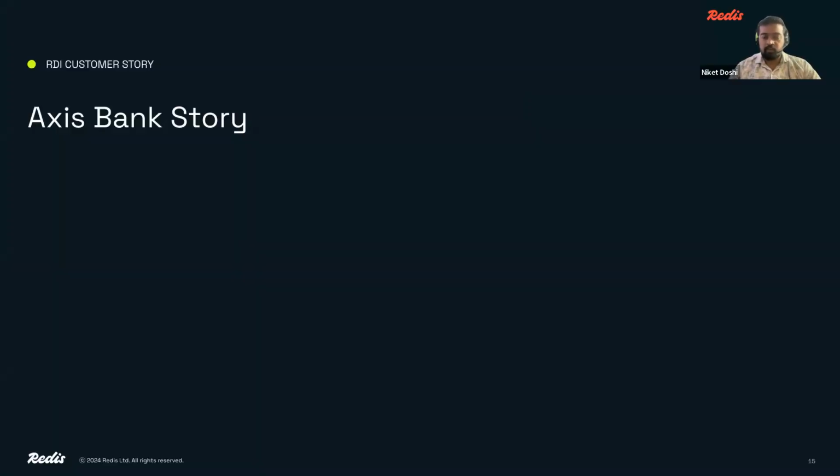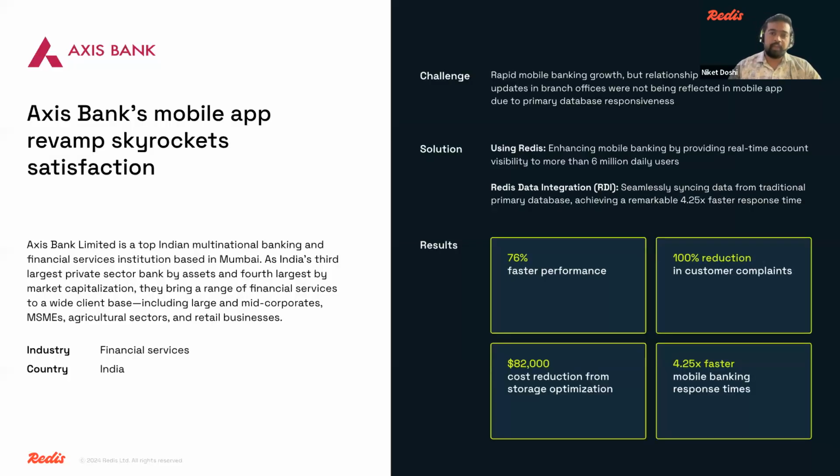Thanks, Yaron. I think that was a great demo, and you hit on the right problem statement that lots of the organizations are facing. So let's have a deep dive into the Axis Bank story, like how they are implementing RDI along with Redis and how they have redesigned their mobile application, which skyrocketed the satisfaction of the customers. So Axis Bank is a top Indian multinational banking and financial services company, which comes under the top 5 banks in India in the private sector. It's based out of Mumbai.